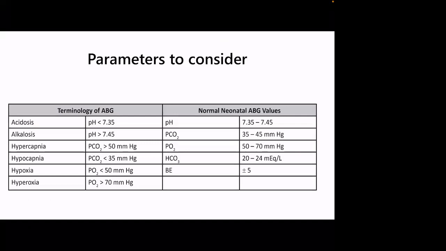So the parameters to consider are pH. If it is less than 7.35, it is acidosis, and more than 7.45 is alkalosis. Then PCO2, more than 50 is hypercapnia, and less than 35 is hypocapnia. Then oxygen, normally is 50 to 70, hence hypoxia is less than 50 and hyperoxia is more than 70. And bicarbonate normal levels are 20 to 24, and base excess can be from -5 to +5.